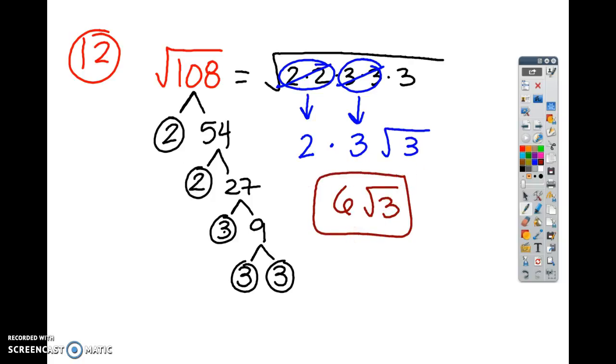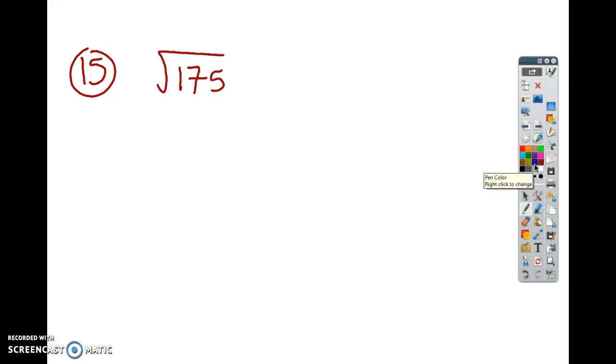Let's try and do problem number 15. Problem number 15 is the square root of 175. And that is also not a perfect square. 175 cannot be divided by 2 because it ends in a 5. Only numbers that are even can be divided by 2. And because this number ends in a 5, it can be divided by 5.